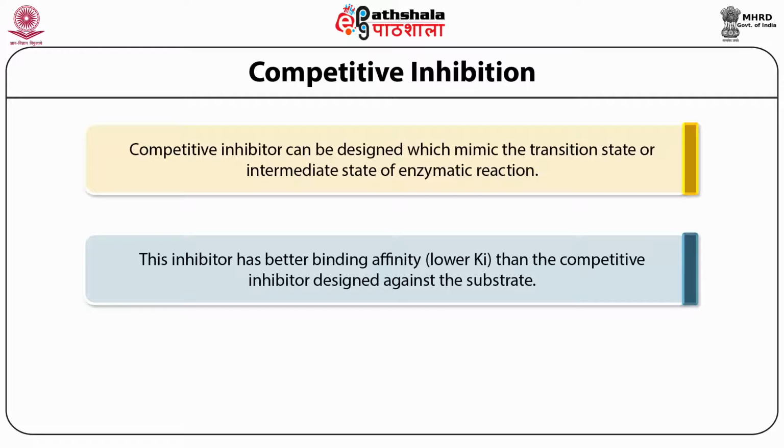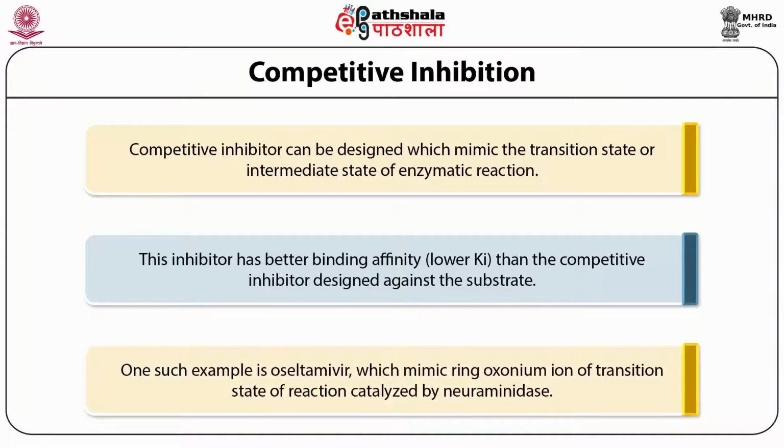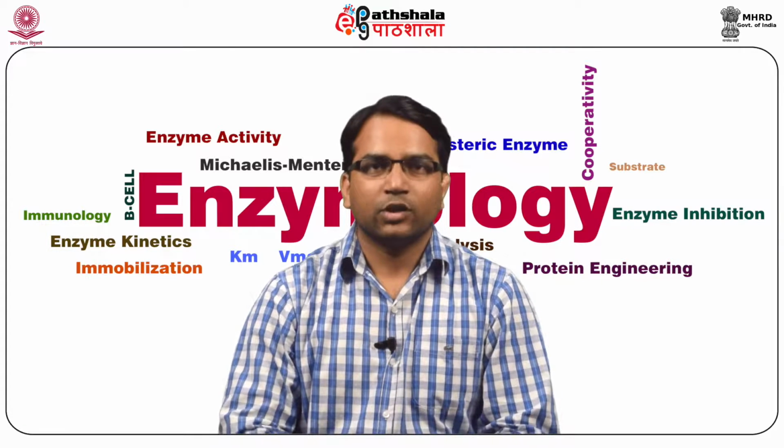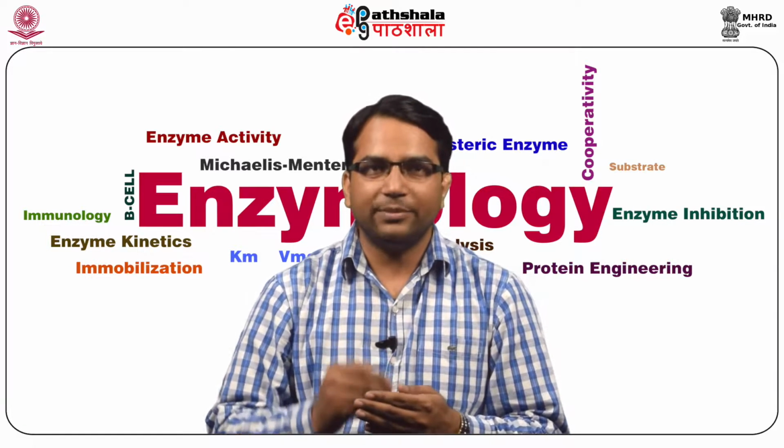One such example is oseltamivir. This is mimicking the oxonium ion of the transition state of the reaction catalyzed by neuraminidase. So this model of designing inhibitors against the transition state is going to be a very promising approach to develop new drugs. So we will discuss examples of competitive inhibition.